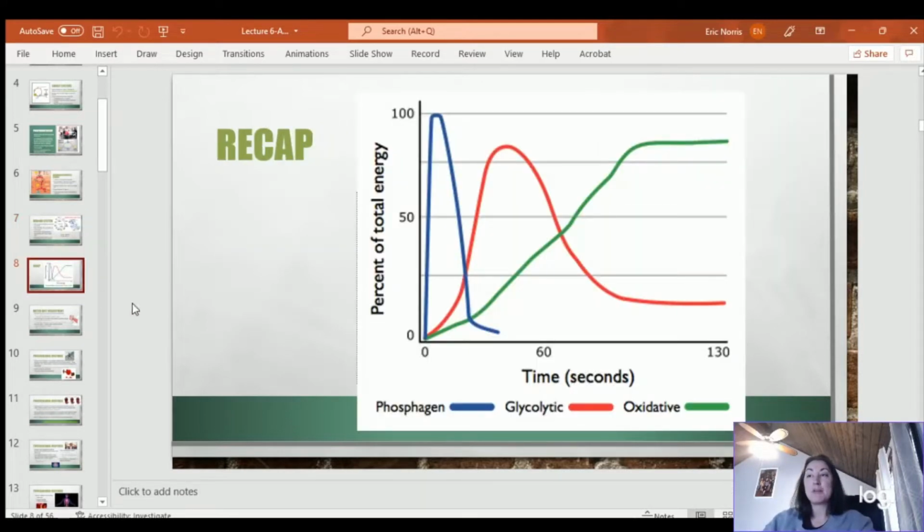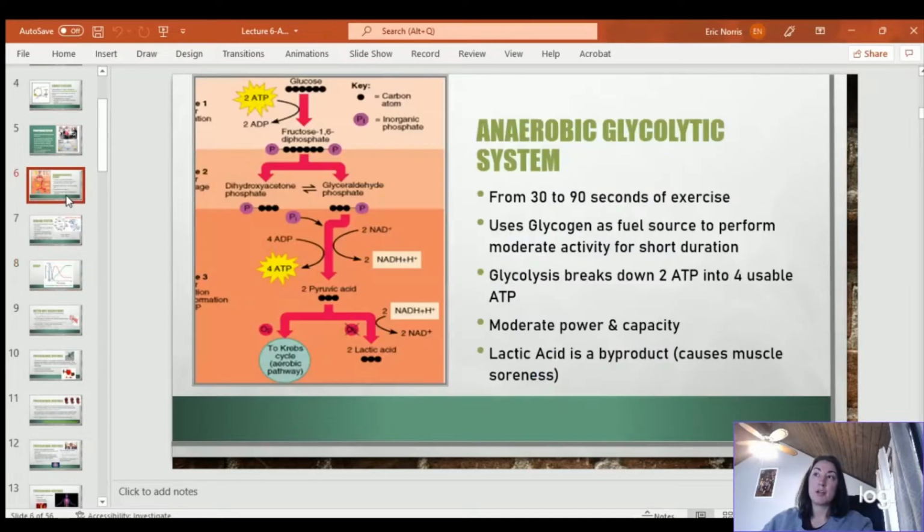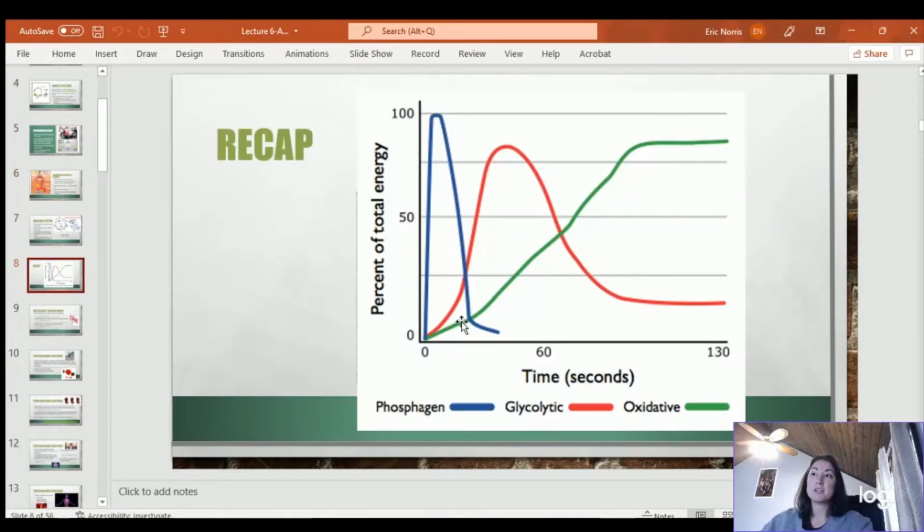So, a recap of the three systems and when they kick in. The phosphagen system kicks in immediately and then dies out within about 30 seconds. The glycolytic, we call it the anaerobic glycolytic system, kicks in about 30 seconds in and then lasts up to about 90 seconds of activity. The oxidative is very slow to kick in, but by about 2 minutes of activity, it is going pretty full force and continues throughout the remainder of your exercise.